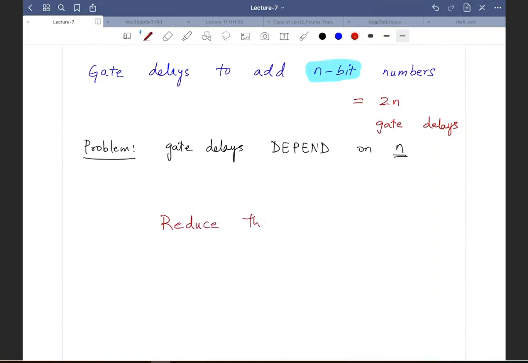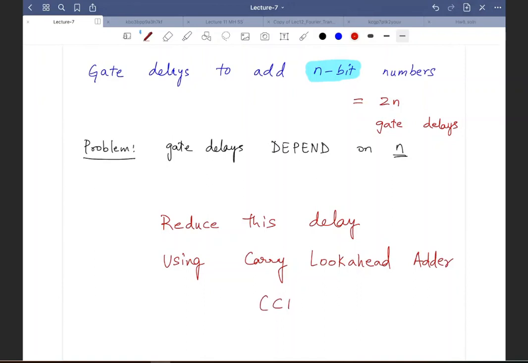Reduce this delay using carry look ahead adder, CLA. And the name gives it away, right? We are looking ahead for carries. We are computing carries first, ahead of time, so that we don't have to wait for them.